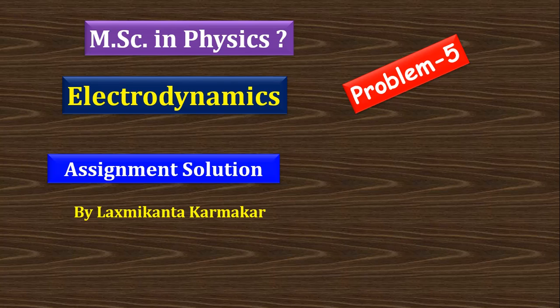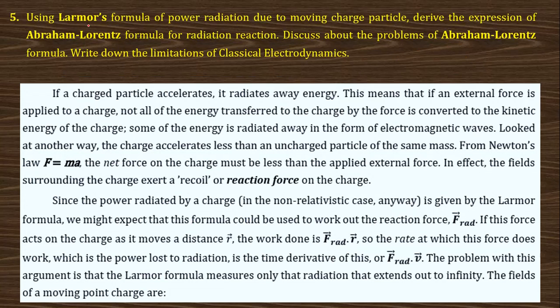Welcome to this video. Today we want to discuss problem number 5 of our internal assessment. The problem says: using the Larmor formula, that is the power formula of uniformly accelerated charged particle radiation, this is Larmor's formula of power radiation of a moving charged particle, derive the expression for the Abraham-Lorentz formula for the radiation reaction.